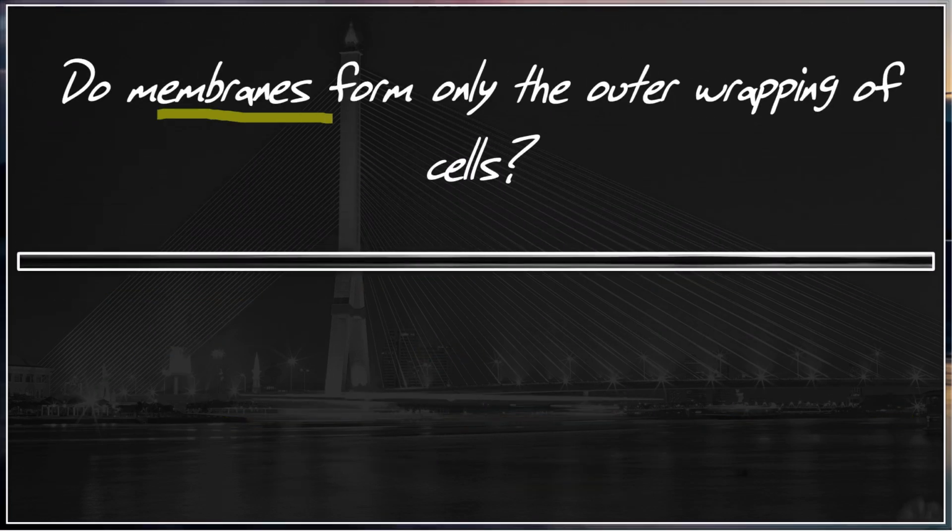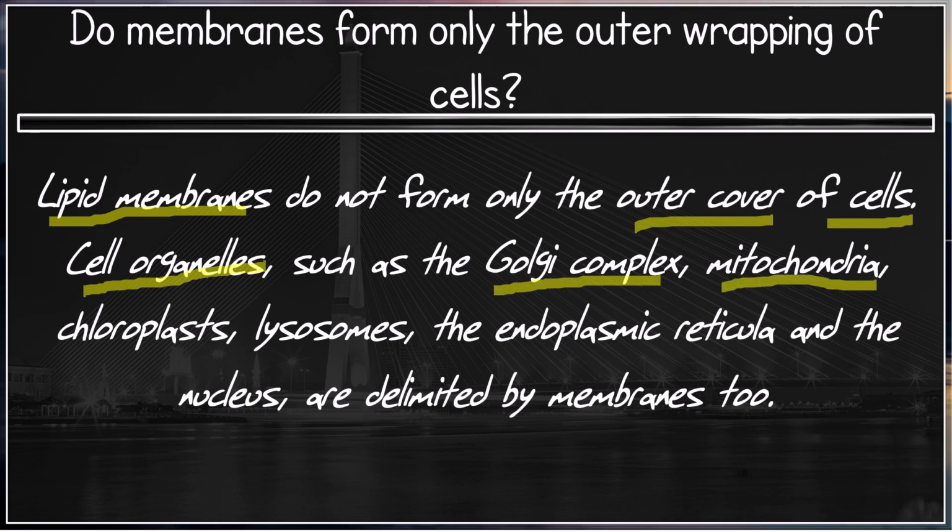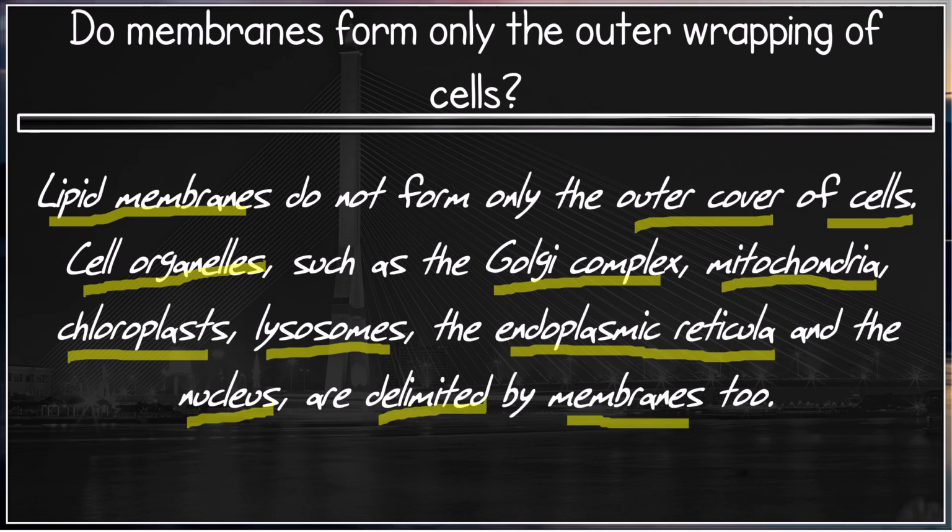Do membranes form only the outer wrapping of the cells? Lipid membranes do not form only the outer cover of cells. Cell organelles such as the Golgi complex, mitochondria, chloroplasts, lysosomes, endoplasmic reticulum, and the nucleus are delimited by membranes too.